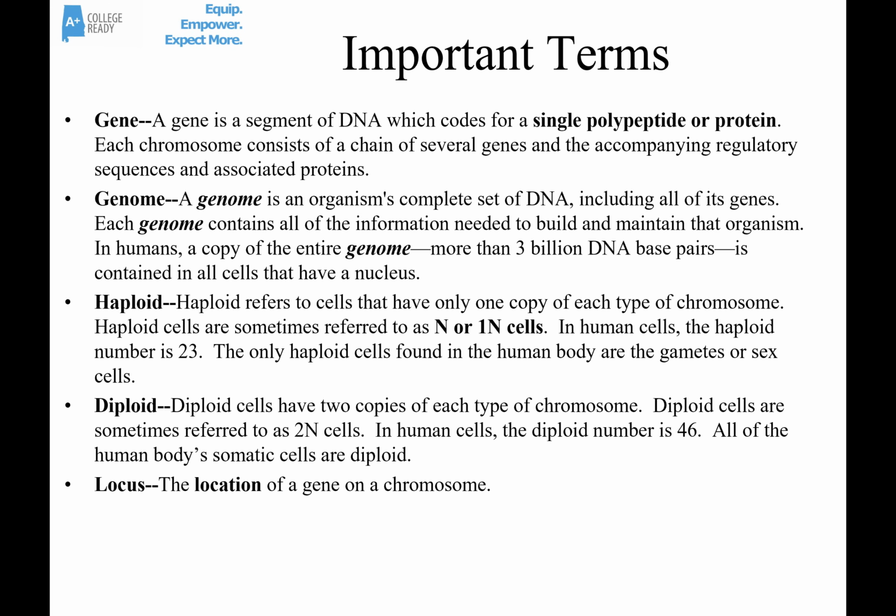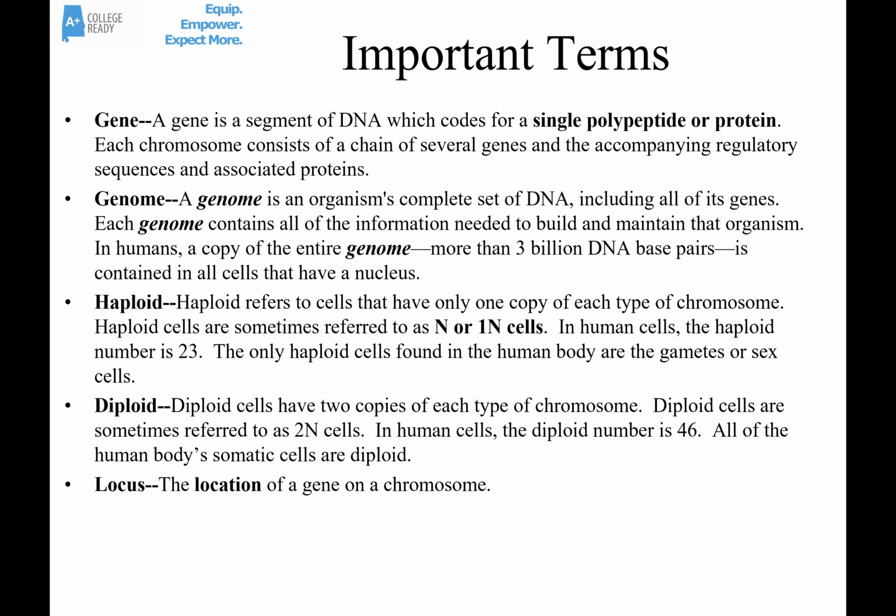All right, so now let's do a quick talk on reproduction and on meiosis. So let's start with some important terms. A gene is a short segment of DNA which codes for a single polypeptide or a protein. Each chromosome consists of a chain of many genes and some accompanying regulatory sequences and proteins.